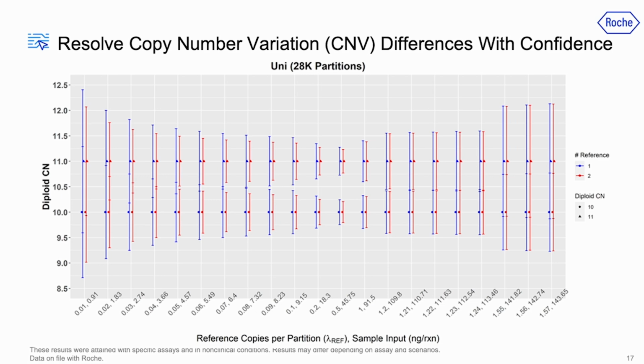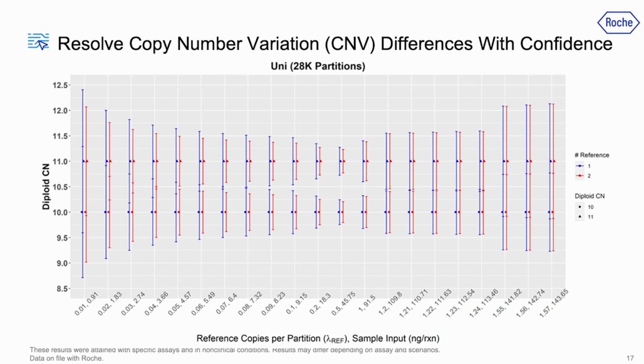And it's going from the lowest amount here, at a copies per partition of about 0.01, which translates to about 0.91 nanograms per reaction, all the way onto the far end, where we're looking at the more ideal number of copies per partition, which is about 1.57, 1.6, and that's translating to about 143 nanograms total in the reaction.